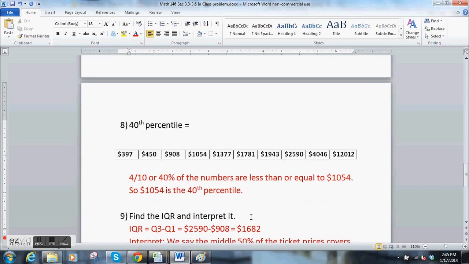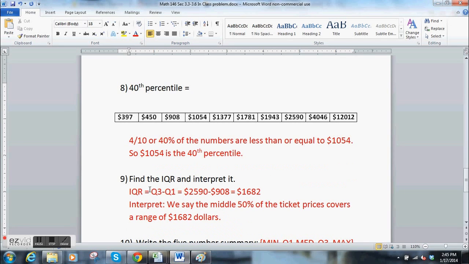Find the IQR and interpret it. The IQR is the interquartile range, and it's defined by Q3 minus Q1. So the third quartile minus the first quartile. So in this case it was 2590, remember this one? Oops, didn't mean to do that. This one minus 908. So the IQR is 1682. So again, that's the third quartile minus the first quartile.